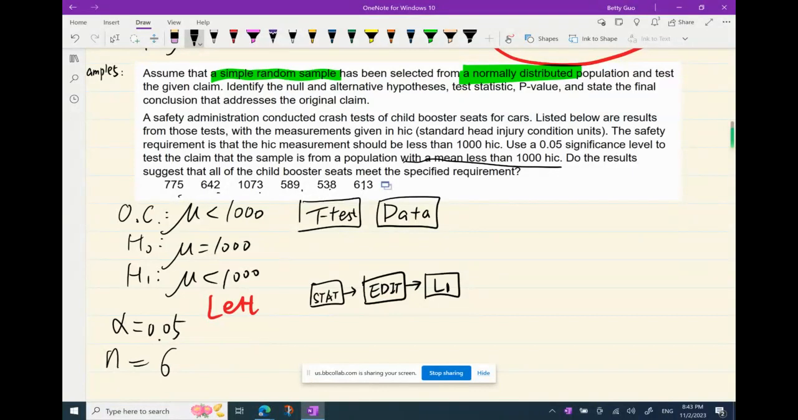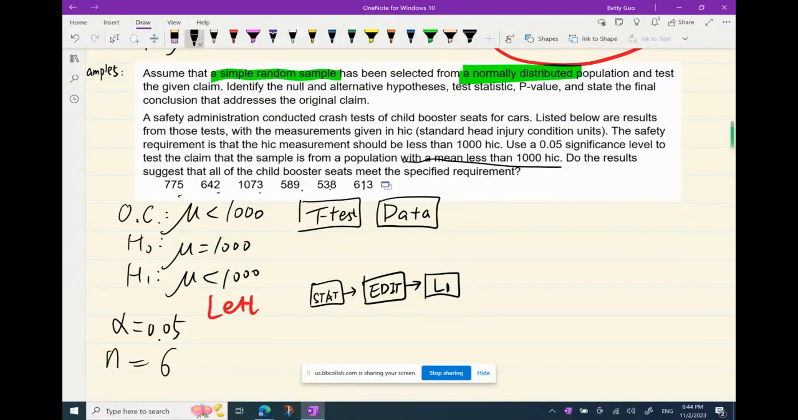775, 642, 1073, 589, 538, 613. Okay, awesome. All right, guys, do you have the values entered in L1? I use L1, but it's your choice. We have 6 lists in the calculator. And now we can go to stat, tests, and go down to select t-test.